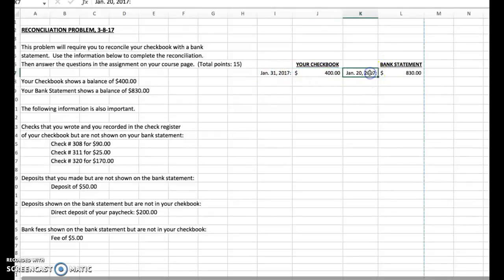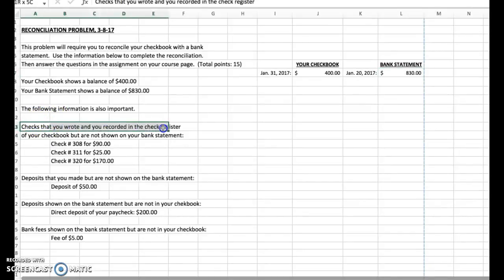The bank statement, which was completed by the bank on January 20th. They mail it to you, you get it a few days or a week later, but the bank says you have $830. Now, the mistake would be simply to change your checkbook to 830, which is not what you want to do because of what the information shows on the left side of this problem. So, this information is important.